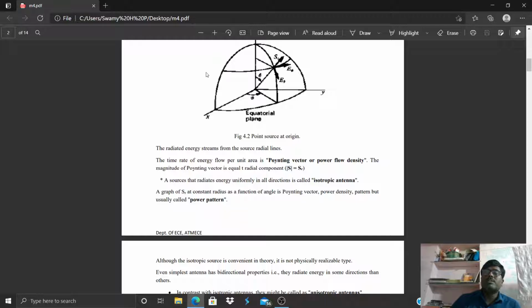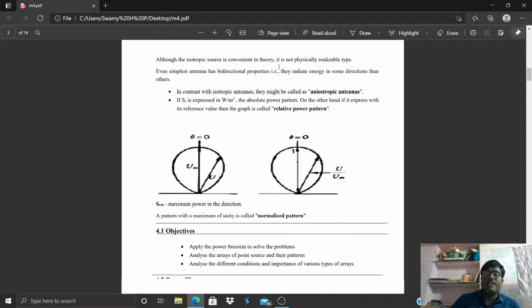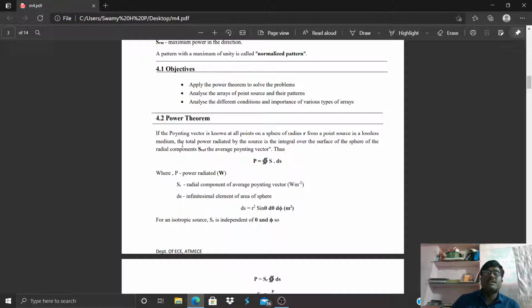At this point you know the values of the Poynting vector at all the points on the surface of the sphere. How much total power is radiated by the source? If you want to calculate it, it is the integral over the surface of the sphere of the radial component S_r of the average Poynting vector.